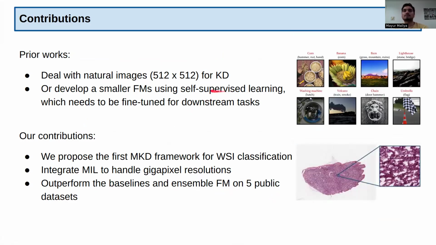The prior works in this research area deal with natural images, especially the ImageNet data, where the images are of size 512 by 512. Whereas in our case, we deal with whole slide images that are as big as 100,000 by 100,000 pixels. Some other works develop smaller foundation models using self-supervised learning strategies. But the problem with these models is they, again, need to be fine-tuned for the downstream task.